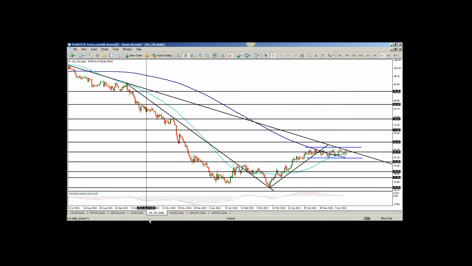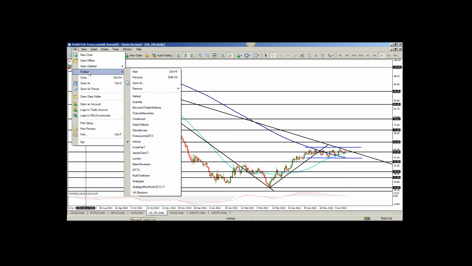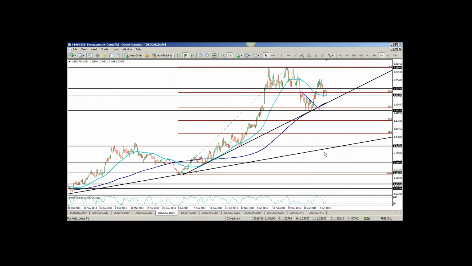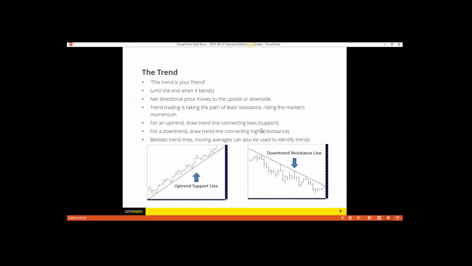You take a look at the pound dollar I just showed you. You look at the currency pairs, different stocks, different indices. We are still in pretty strong trends on all of those. So just because there's not a trend on a particular market you may be looking at doesn't mean there's no trend to be found. I'm always looking for the trend.